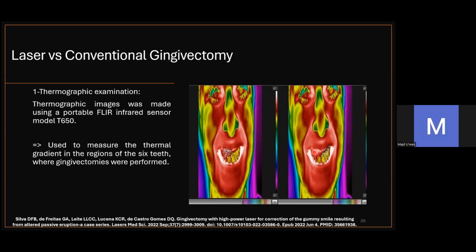This sensor was used to measure the thermal gradients in the regions of the 6 teeth where the gingivectomies were performed. So they took a frontal image for the 6th patient and observed the thermal gradient above the zenith points, as you can see here. Both sides. As you can see, the conventional surgery area, which is the red area, presented with a warmer color, which means more inflammation than the yellow area.